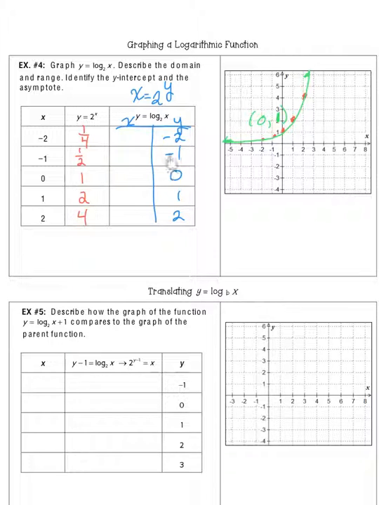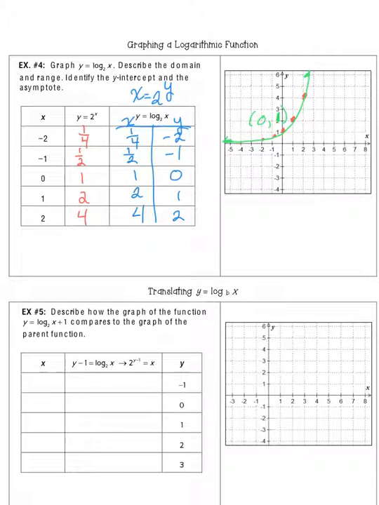If I take 2 and raise it to the -2, don't I indeed get 1/4? And if I take 2 and raise it to the -1, I get 1/2. 2 to the 0, I get 1. 2 to the 1, I get 2. And 2 to the 2, I get 4. So I'm going to plot those values.